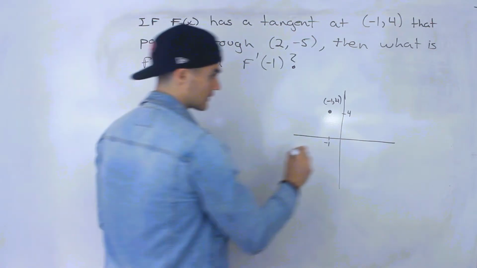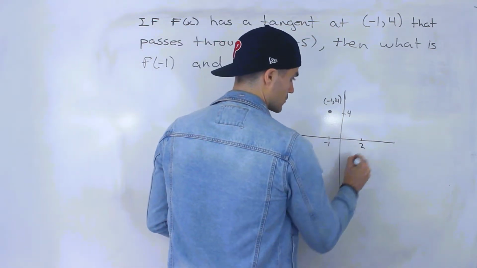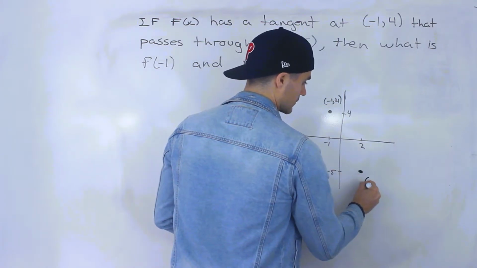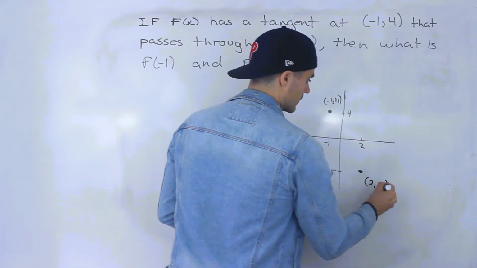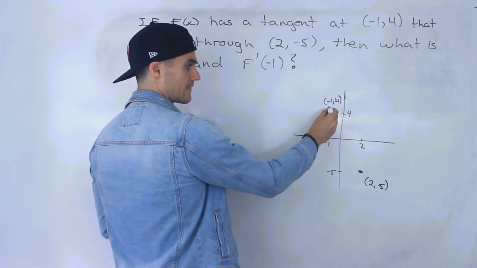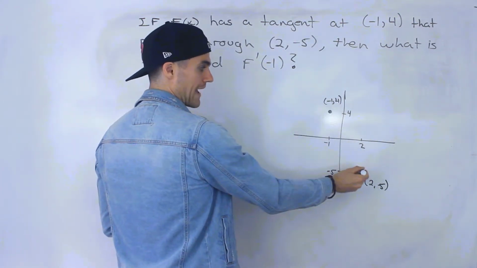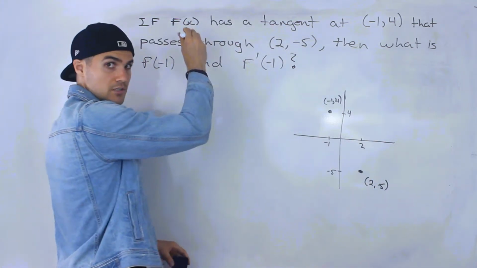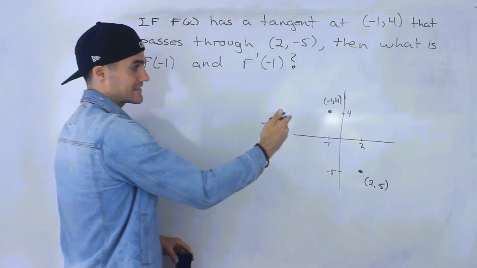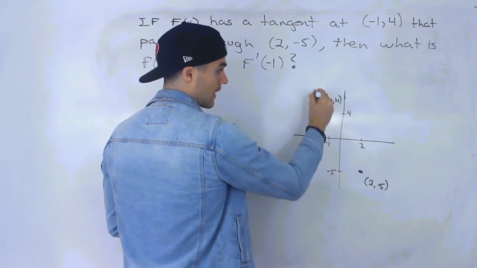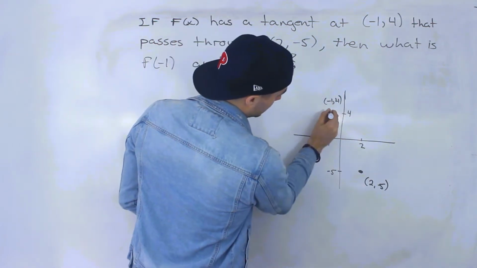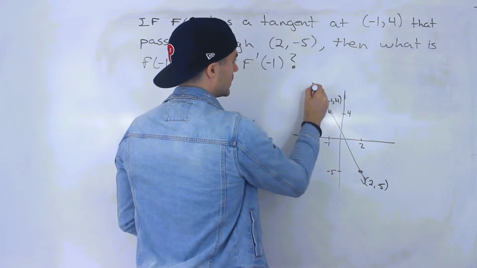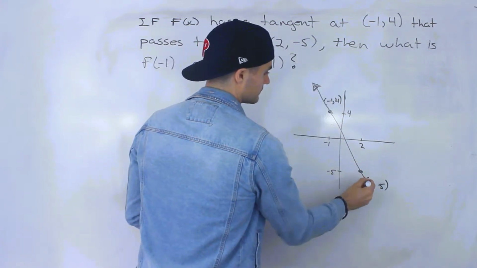Now, where's (2, -5)? So x value of 2, got a y value of -5, so that's like down here. So this tangent at this point is going to pass through this point. Now this point is not necessarily on this function, it's probably not, but the tangent passes through that point. So if we connect these, we got this tangent here.